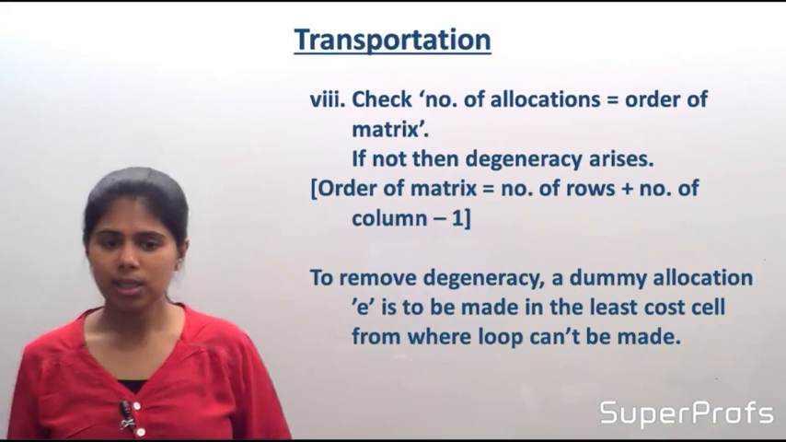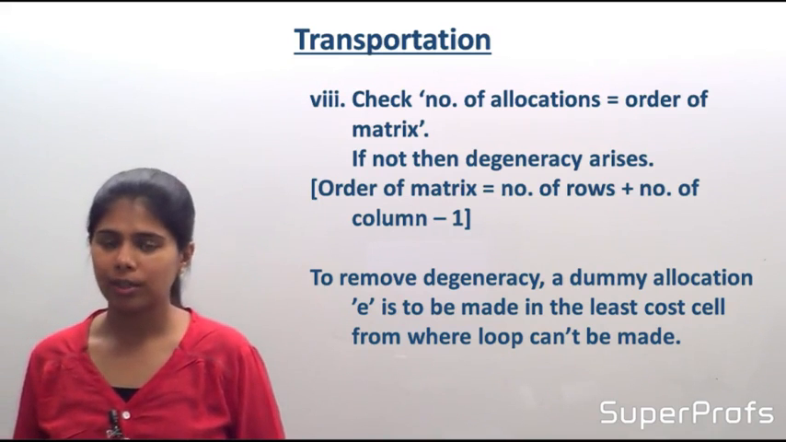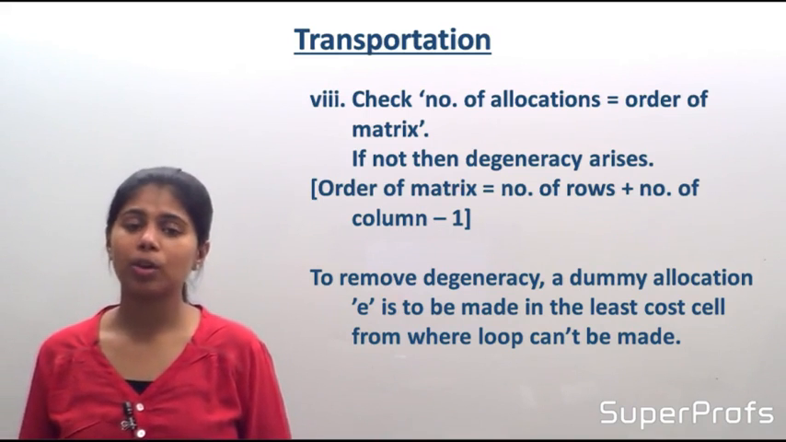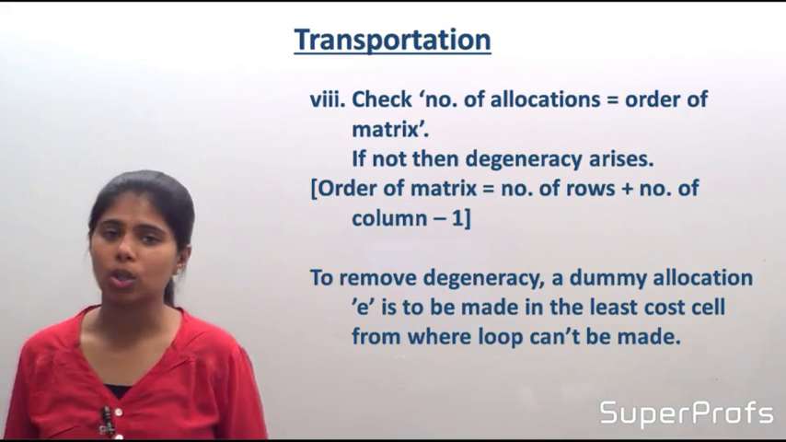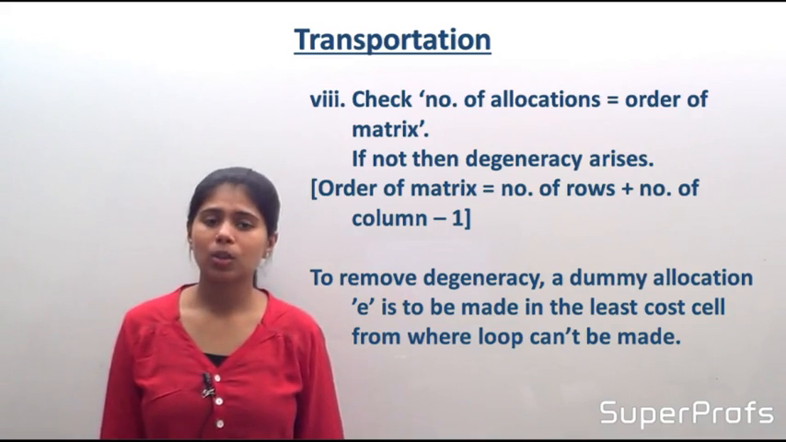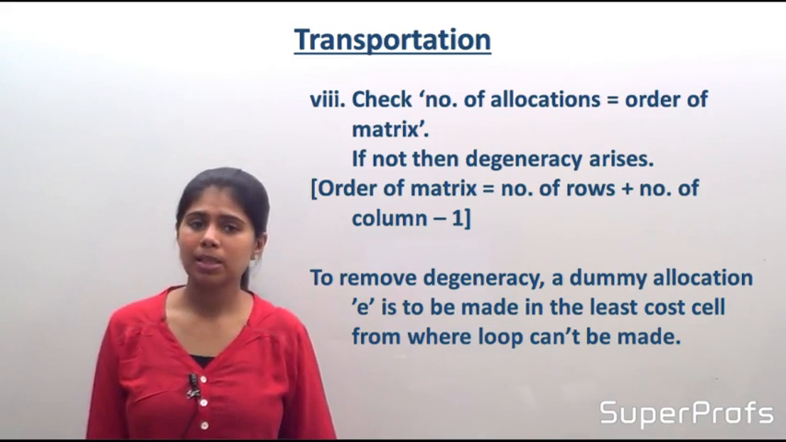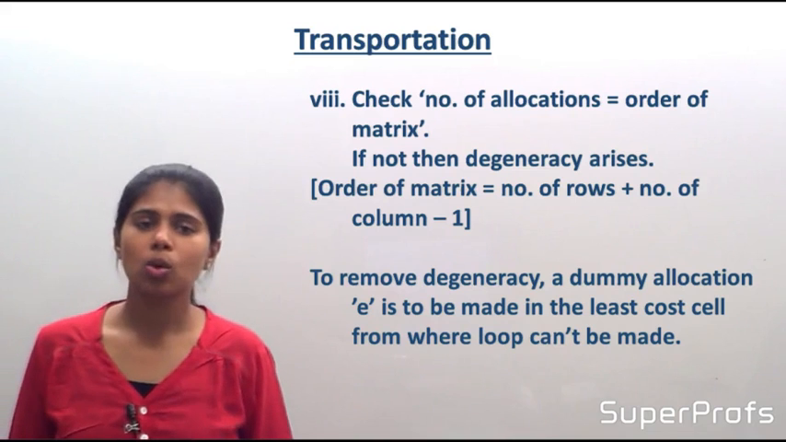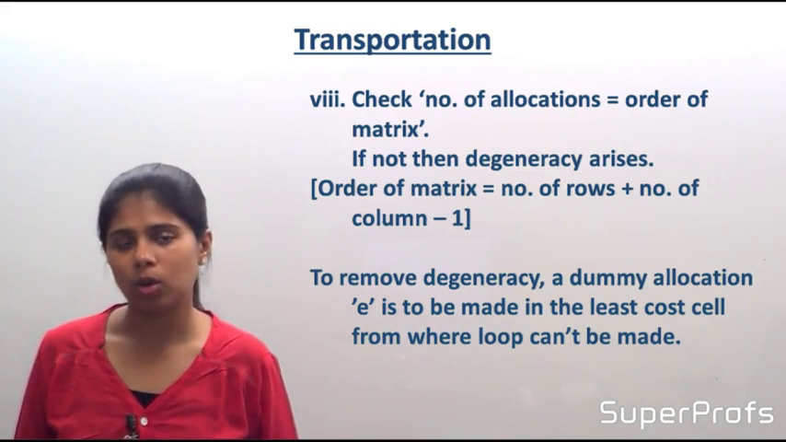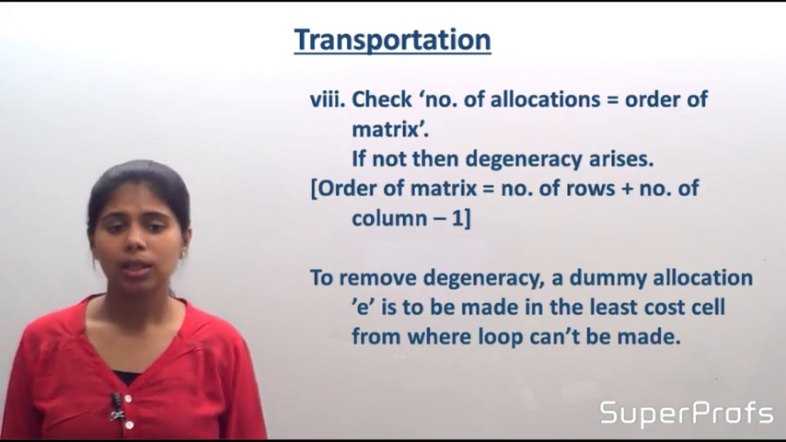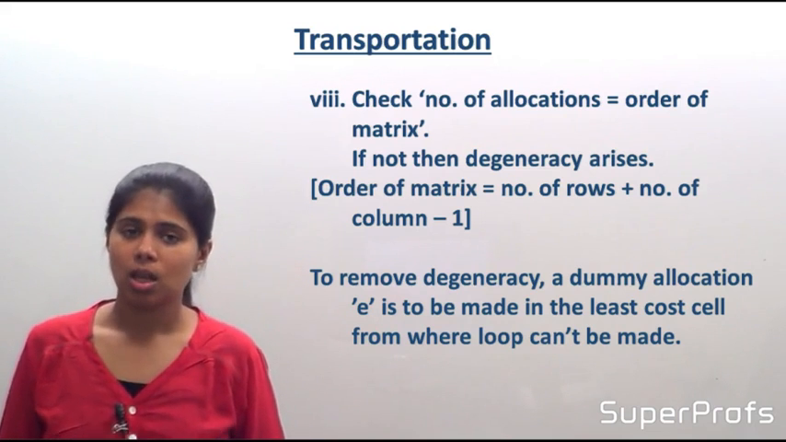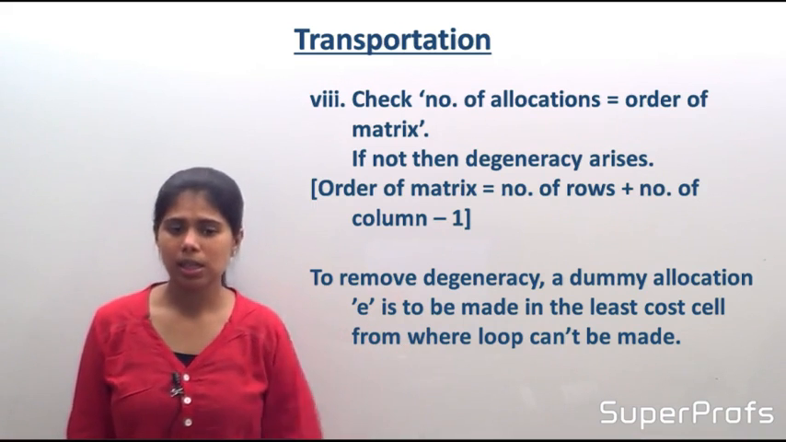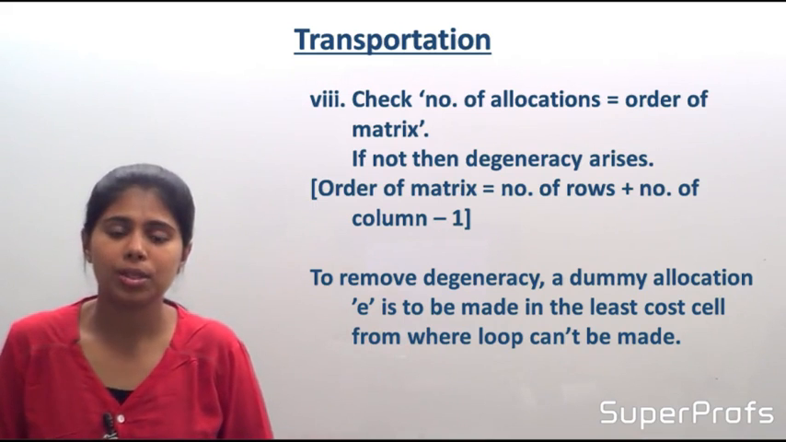So we continue to do this till our availability and supply is exhausted, and then we have to check if the number of allocations is equal to the order of matrix or not. Please note, the order of matrix over here is number of rows plus number of columns minus 1. So whether the number of allocations is equal to number of columns plus number of rows minus 1 or not. If not, then degeneracy arises. So what is degeneracy? We'll cover that a little later in detail, but degeneracy arises if this is not equal.